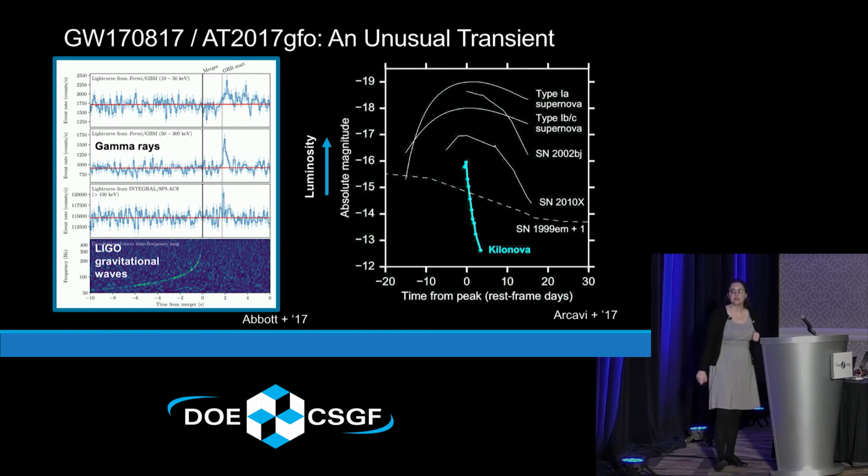And this transient was very unusual, mostly because of how quickly it evolved. So this is showing its light curve, so its luminosity as a function of time. And it's in the bright blue. And the white lines, if you can see them, are comparing against other types of stellar explosion events, which generally evolve over much longer timescales. So this was all mostly consistent with the theoretical picture that had been developed over the last, say, 10, 15 years.